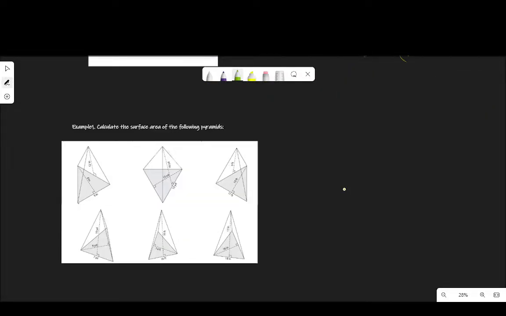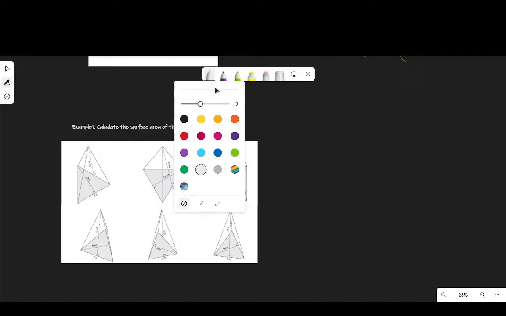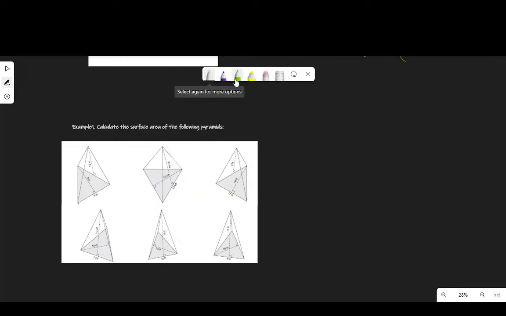I have some examples here, but in this case, my pyramid here is a triangular base pyramid. So how can we get their area? Let me label it. Let me call this one A. I call this B. This C. This one D. E. And then F.